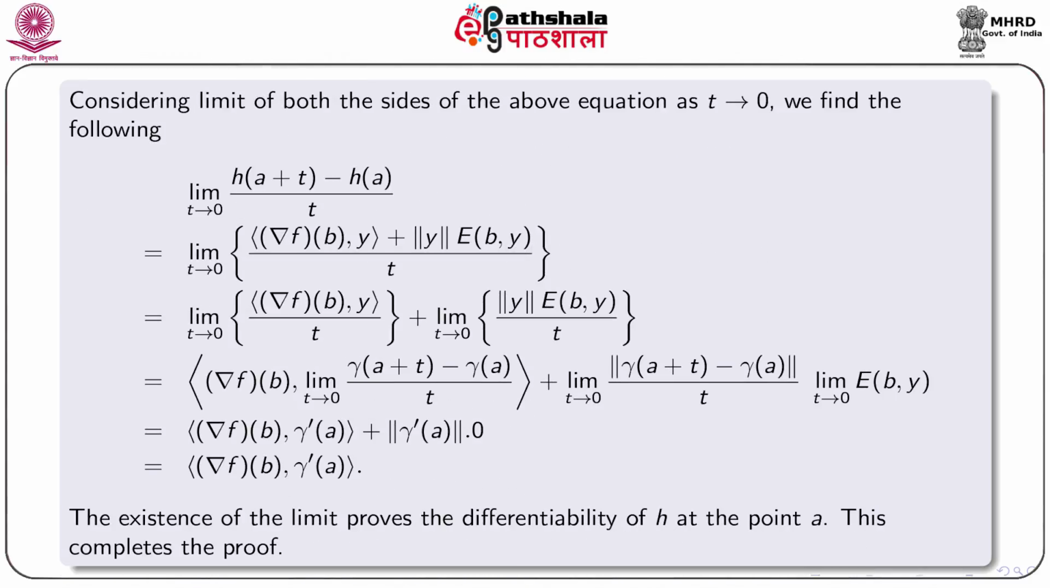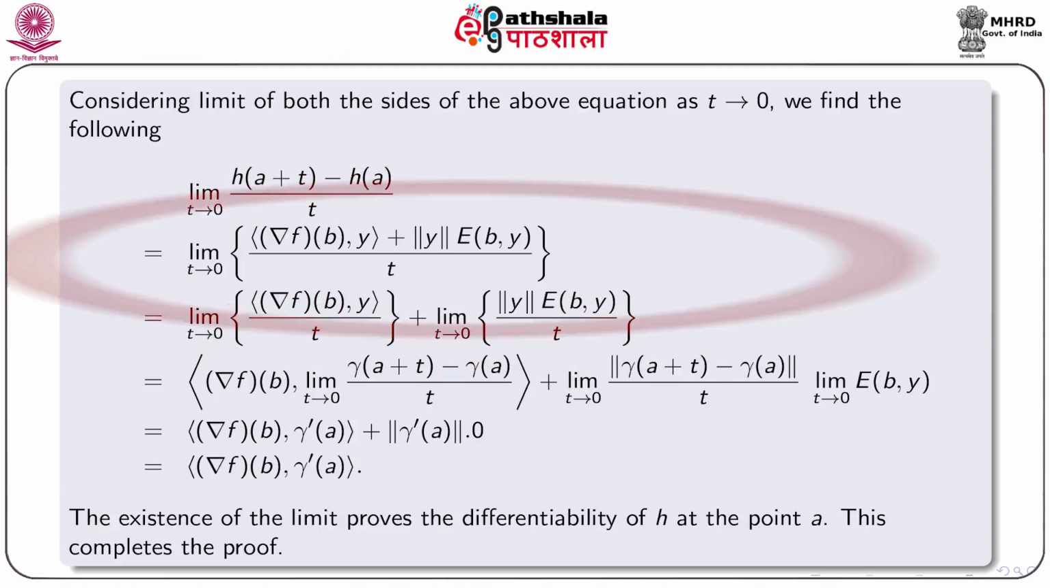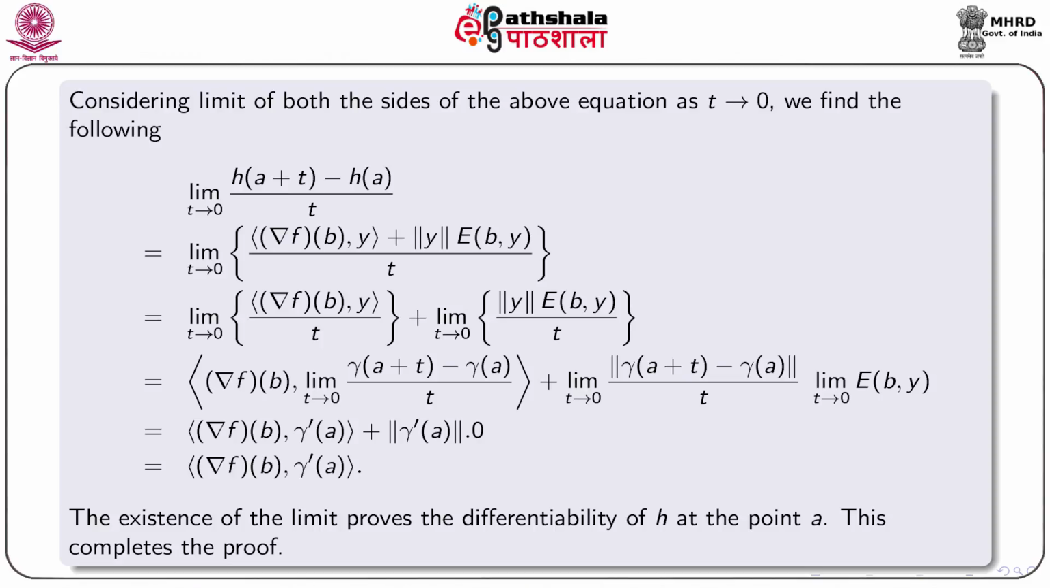We consider the limit of both sides of the above equation as t tends to 0. Then we find the following: the limit of (h(a+t) - h(a))/t as t tends to 0 equals the inner product of grad f at b with the limit of (gamma(a+t) - gamma(a))/t as t approaches 0, plus the limit of the norm of (gamma(a+t) - gamma(a))/t times the limit of E_b(y) as t tends to 0.